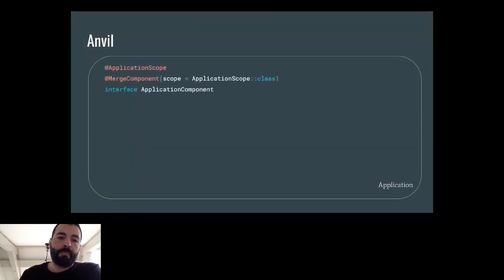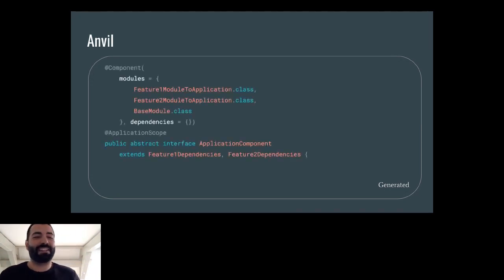Right, the last level is the application. And here we're going to see now how all this comes together. We have an application component. I marked it as application scope. And on the merge component, I say, hey, here is your key. Use the application scope and generate your code. Now I'm going to show what Anvil will end up telling Dagger to generate, right? Not the code generated by Dagger, but from Anvil to Dagger.